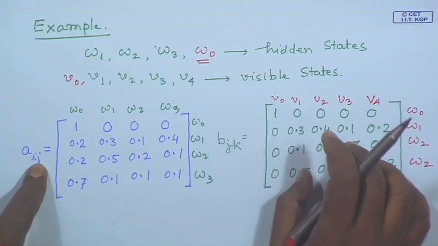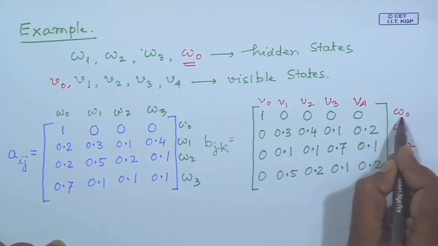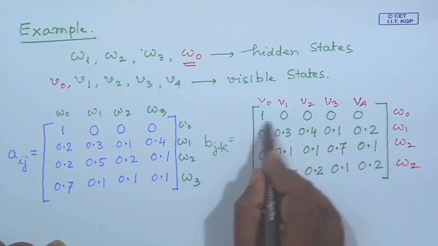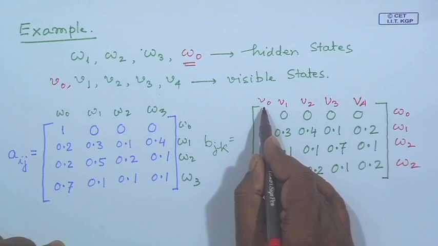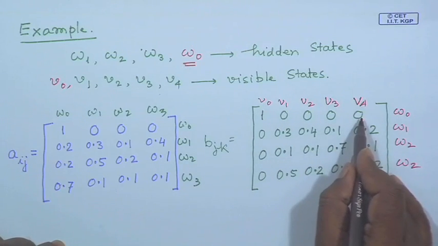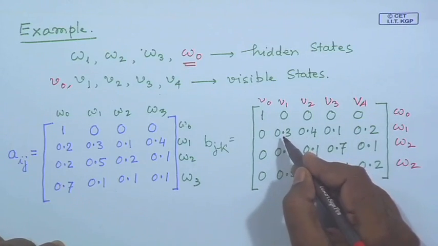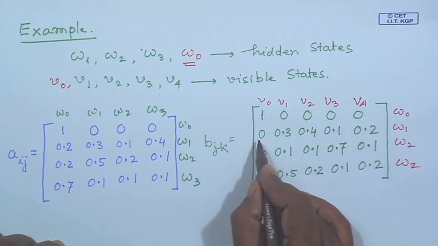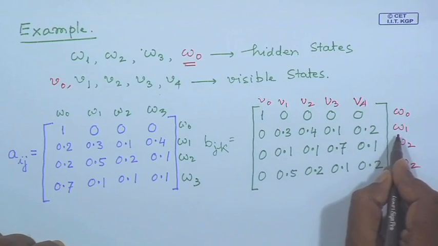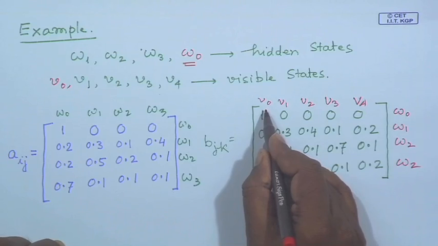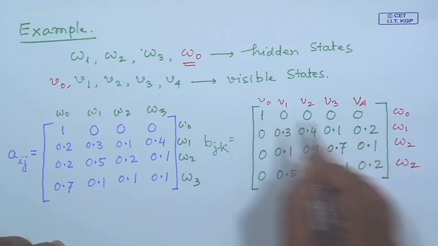Similarly, if you look at this table, which is actually the symbol emission table, in omega 0, here it says that B00 is equal to 1, that is, in state omega 0, the machine will only emit symbol V0, it will not emit any other symbol. Whereas, from any other state, there is a finite probability that the machine can emit any of the symbols except V0. Say B10 is equal to 0, that indicates that from state omega 1, the machine cannot emit the visible symbol V0. V0 will only be emitted from omega 0 and this is the only symbol that is emitted from omega 0.